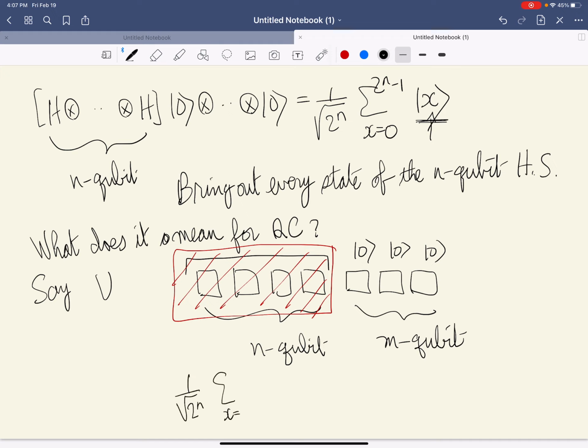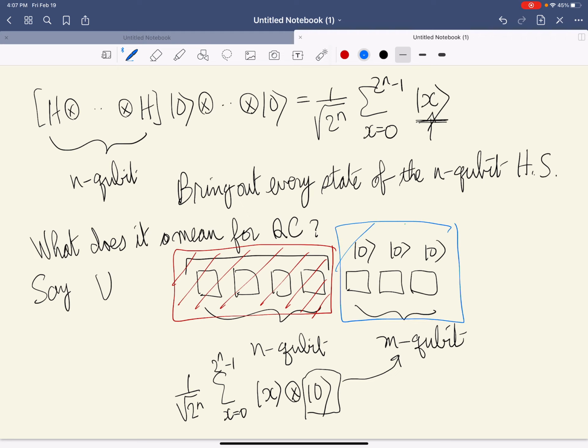So you have this usual combination of x. Okay, so this is a simplified notation for the state of the m qubit cluster, where each qubit is in the 0 state. So this is symbolically written down by a single zero over here.